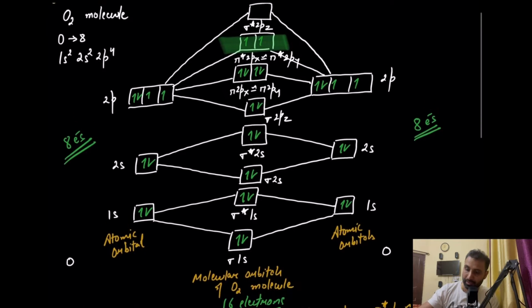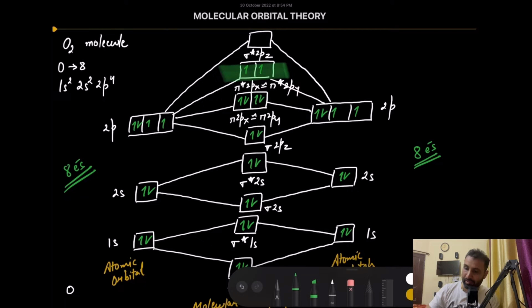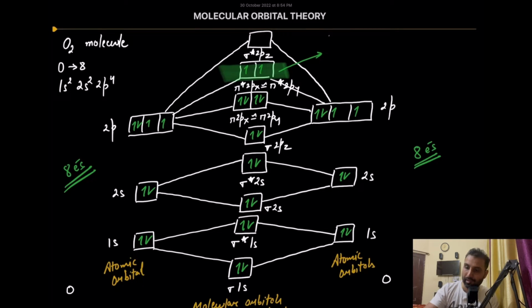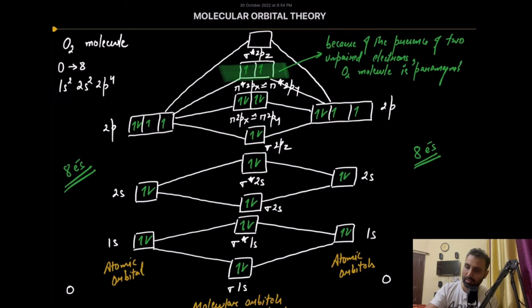So I'm writing, because of the presence of two unpaired electrons, O2 molecule is paramagnetic in nature. That means O2 is getting attracted towards the magnetic field.